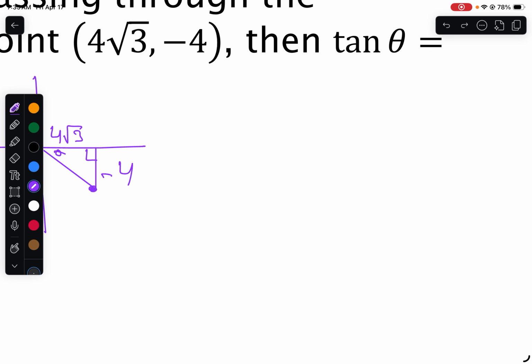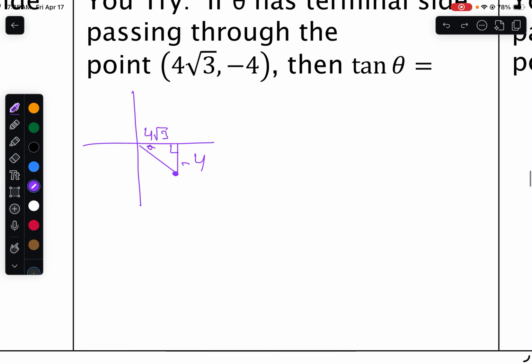Actually, we don't even have to do Pythagorean's theorem here because we don't need the hypotenuse for tangent. So for tangent, right, we know that TOA is opposite over adjacent. So we've got opposite and adjacent. So we just have to do -4 over 4 root 3, right? Because that's our opposite over adjacent. So then when I simplify this, I get -1 over root 3.